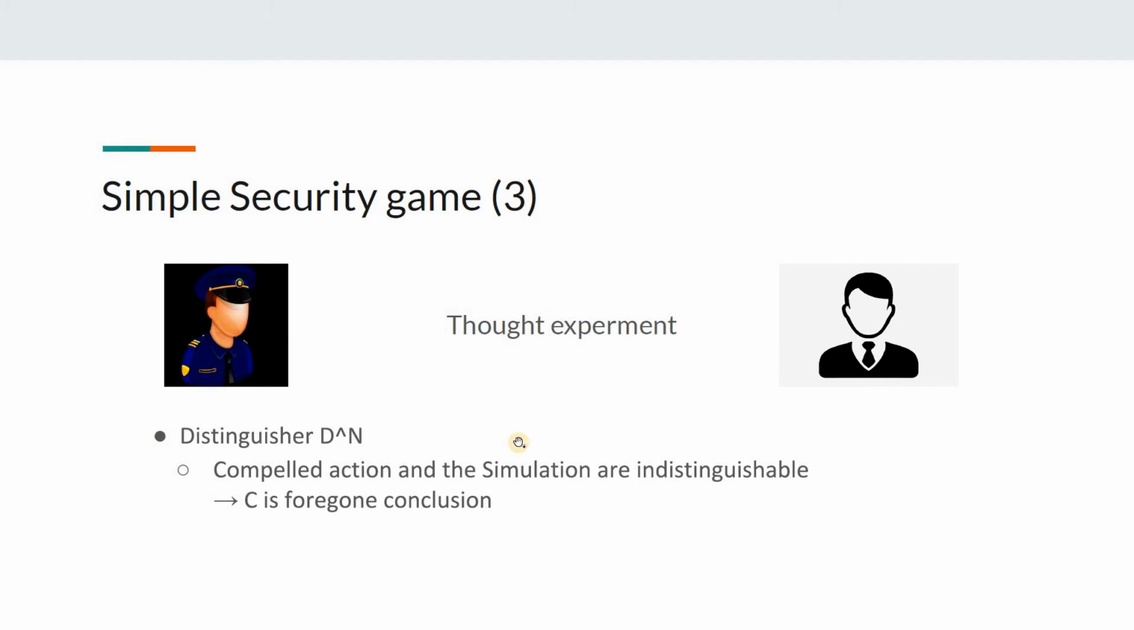Then we will perform a thought experiment. We have a distinguisher to perform this experiment with the input of the compel action and the simulation that we mentioned in the previous 2 slides of this simple security game. If from the point of view of the distinguisher, they are indistinguishable, then C is a FC.